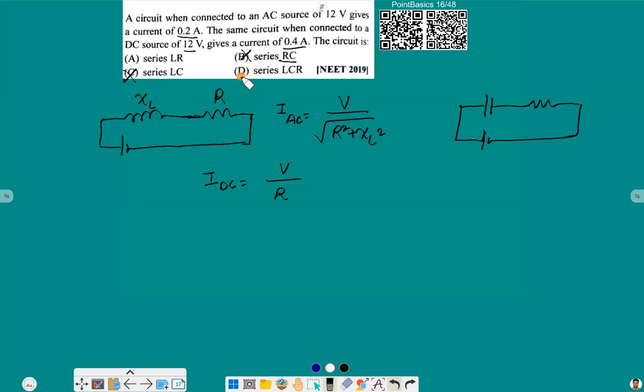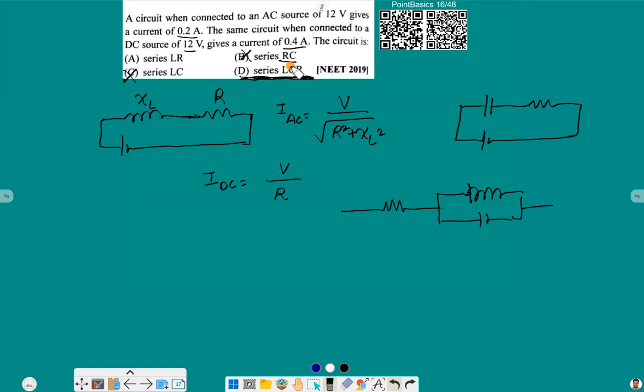And the only one left is the option of LCR. We cannot neglect the LCR circuit if they are in parallel. Means our circuit can be something like this, that we have a resistance, we have an inductor, and a capacitor in parallel.